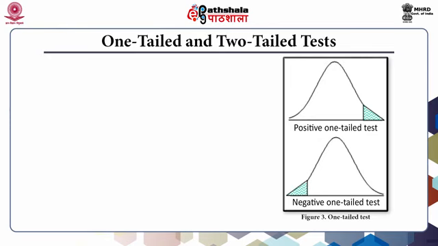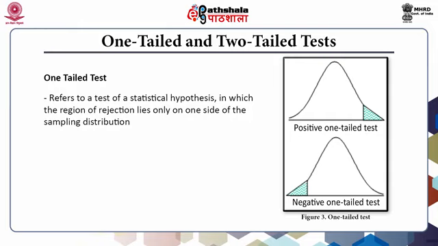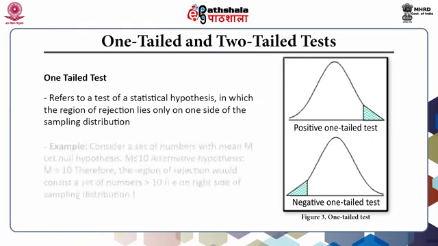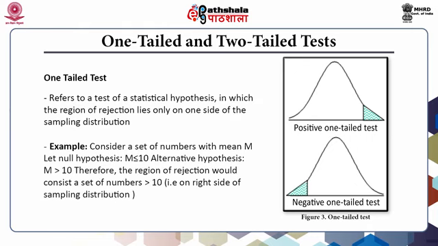One-tailed and two-tailed tests. One-tailed test refers to a test of a statistical hypothesis in which the region of rejection lies only on one side of the sampling distribution. For example, consider a set of numbers with mean m. Let the null hypothesis be m less than or equal to 10 and the alternative hypothesis be m greater than 10. Therefore, the region of rejection would consist of a set of numbers greater than 10. That is on the right side of the sampling distribution.